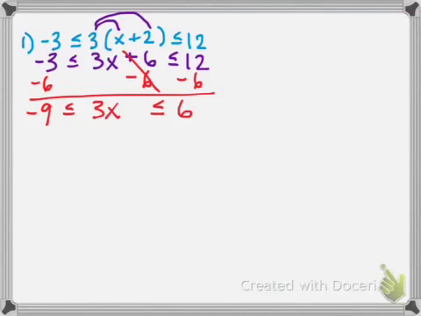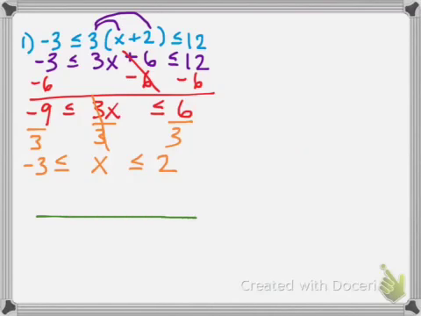So then again, the next thing I want to do is still get x by itself. So I'm going to divide all 3 parts by 3, because that's my coefficient. Negative 9 divided by 3 is negative 3. Bring down my inequality symbol. These cancel out, so I have x is less than or equal to 2. So my solution is negative 3 is less than or equal to x and less than or equal to 2.